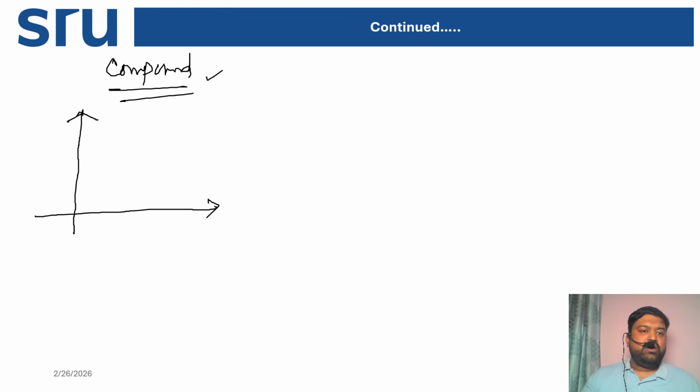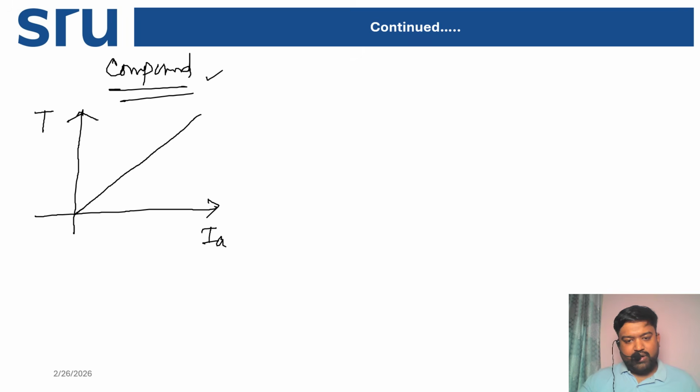First, the shunt motor characteristic graph we will plot. That is, one is your torque versus your armature current. What you develop, that torque versus armature current, is linear, like this. For the shunt motor, here I am highlighting. This is for the shunt. Now come to the next.